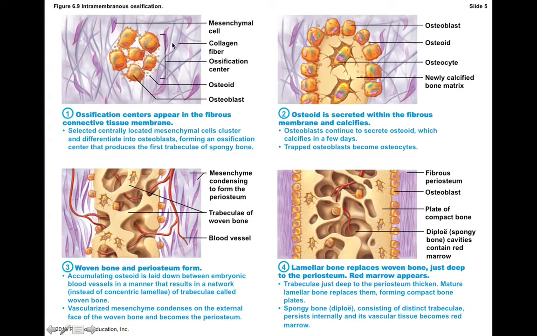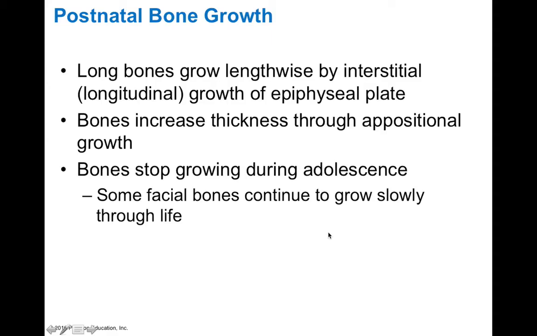So you can see that the process of intramembranous ossification is similar but different than endochondral. For one, it begins in sheets of mesenchymal stem cell tissue, and 2, it basically has one ossification center that essentially expands outward and eventually becomes our compact bone with spongy bone in the middle.